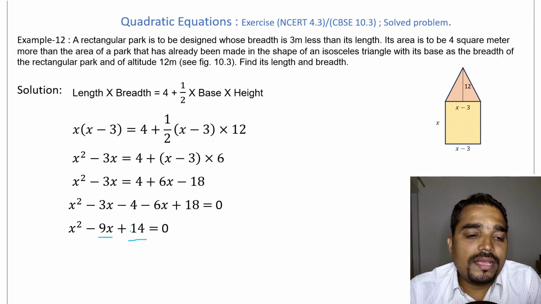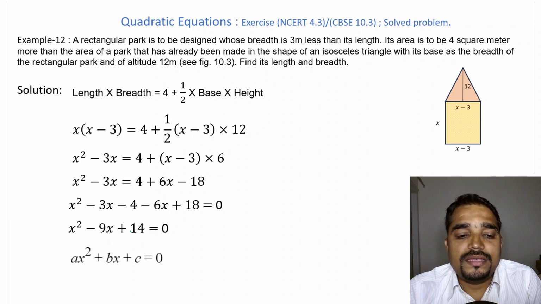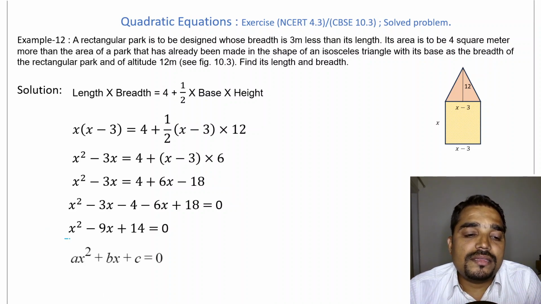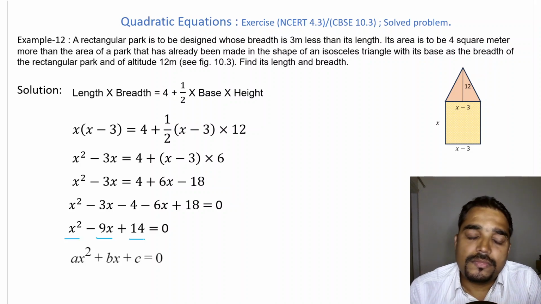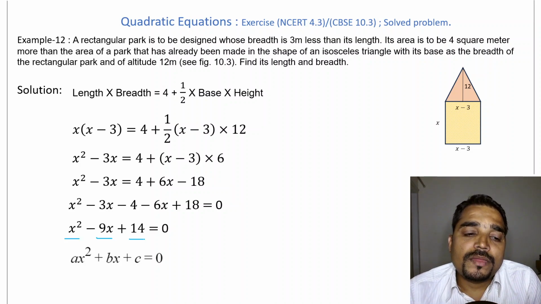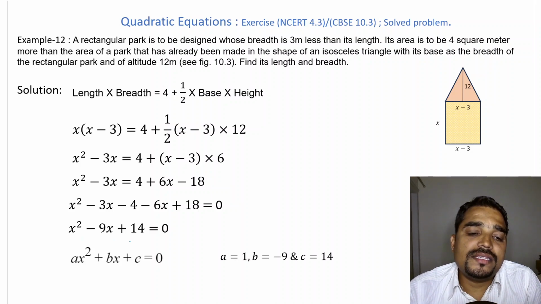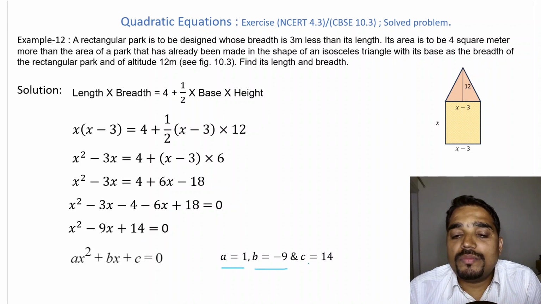Now this is looking like ax square plus bx plus c is equal to 0, which is a standard form of a quadratic equation, wherein it contains the first term as x square term, second term is a x term, and third term is a constant term. With this, the coefficients a and b, also the constant, would be a is equal to 1, b is equal to minus 9 and c is equal to plus 14. That is, a is equal to 1, b is equal to minus 9 and c is equal to 14.